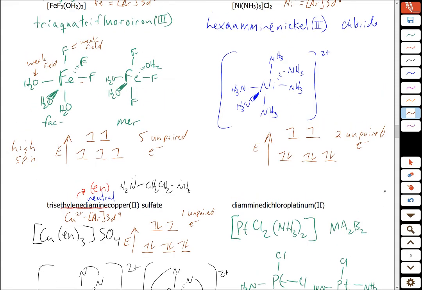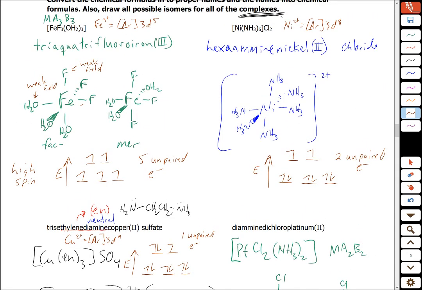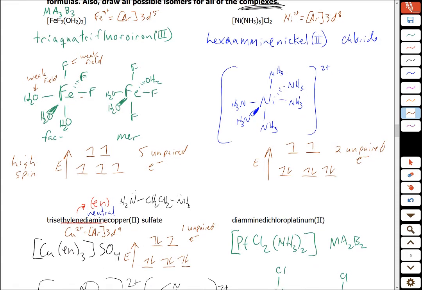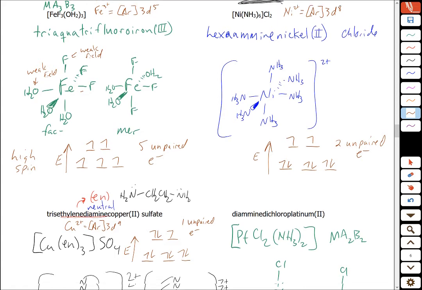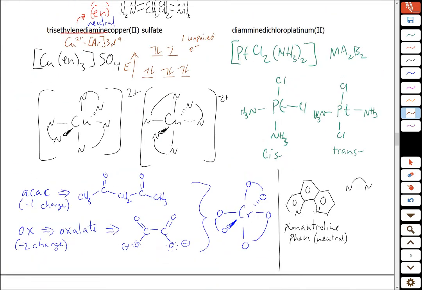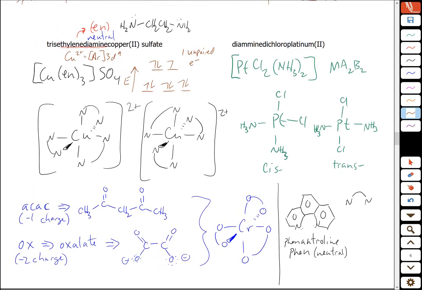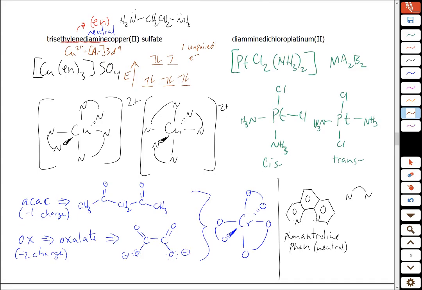Okay, so iron 3 here shows facial and meridional isomerization and has 5 unpaired electrons because it is a high spin complex. The hexaamine nickel 2 has 2 unpaired electrons because it's d8, and trisethylene diamine copper 2 has 1 unpaired electron because it is d9. And that's the only possible configuration.